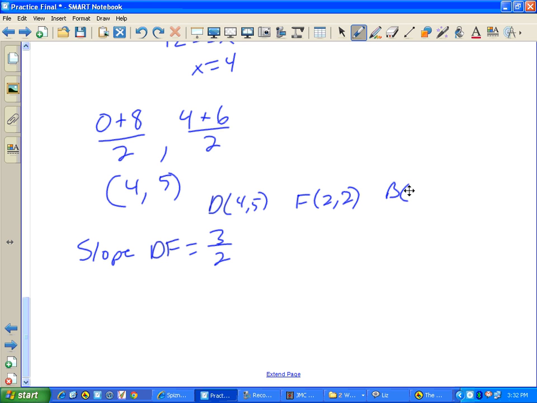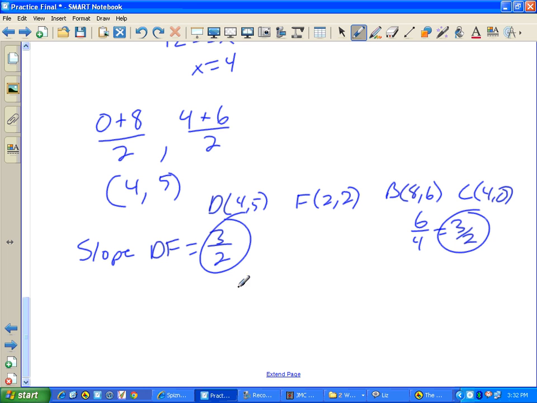Well, B is at 8, 6, and C is at 4, 0. So if I take 6 minus 0, I get 6. 8 minus 4 is 4. This reduces to 3/2. So they have the same slope. I also need to check the length.